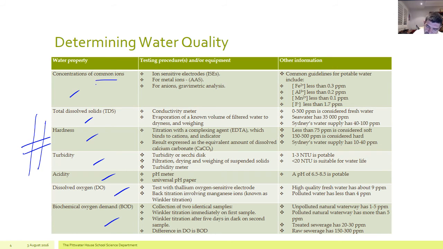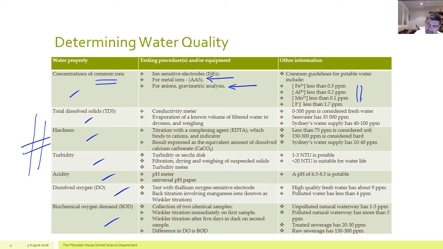So as far as the concentration of common ions is concerned, this is where we're actually trying to identify them. With cations, it's easy to use AAS, and you know how to describe the process of atomic absorption spectroscopy, and you've also carried out precipitation reactions for gravimetric analysis in identifying anions. Some values here for potable water, and you can see that those guidelines for iron, aluminium, manganese, and fluorine are very, very low. Those are measured in parts per million, and obviously we don't want salty water for our drinking water.